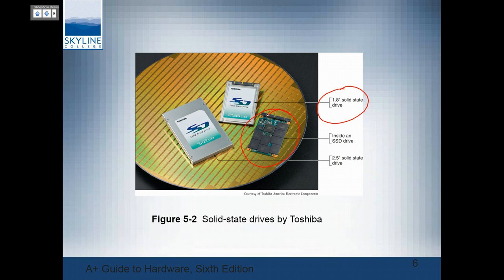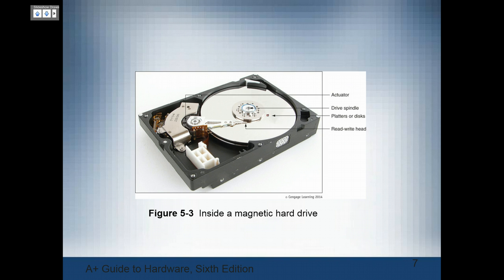But there's a bunch of chips in here to store the information. That's what solid state is all about. Inside, we looked at an actual one taken apart. We have the read-write head and the discs. These things are generally made out of titanium, and then they're coated with a ferrous material, so that you can easily change the north-south orientation.